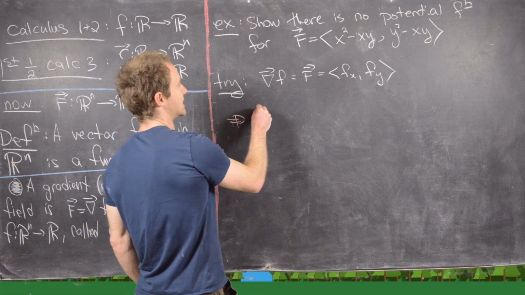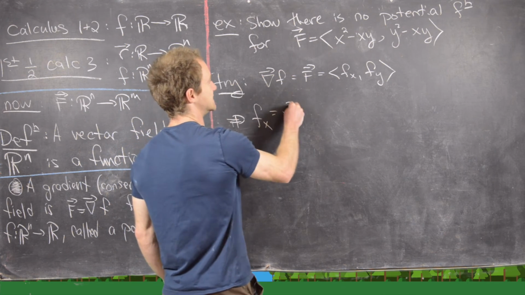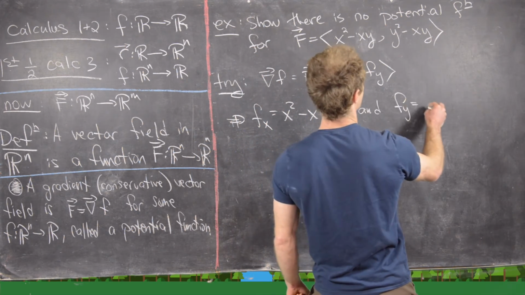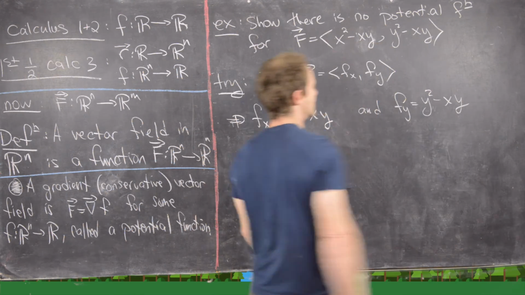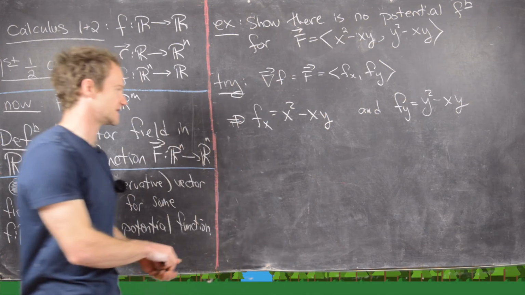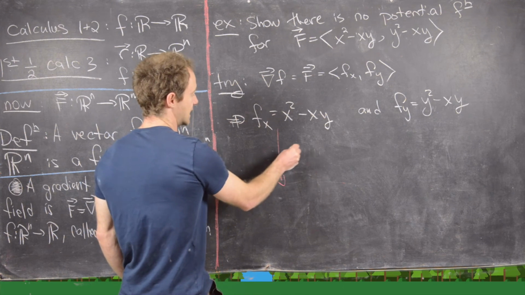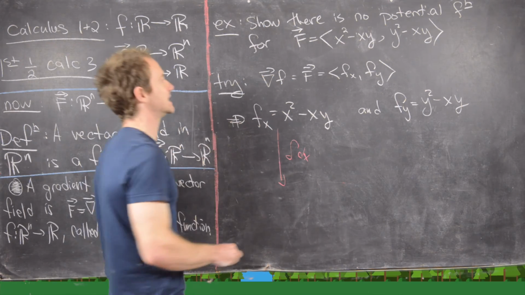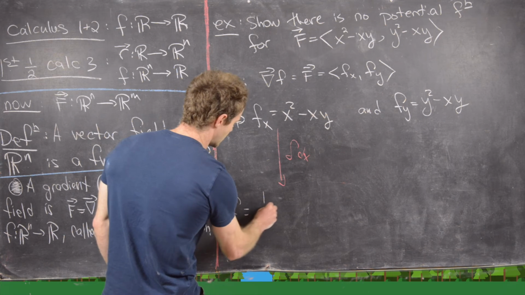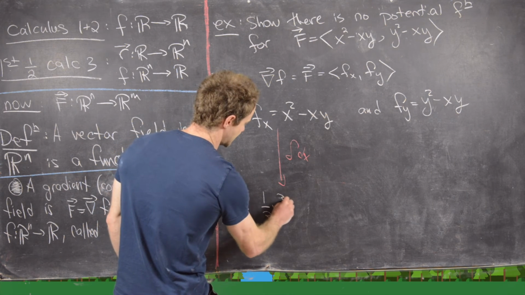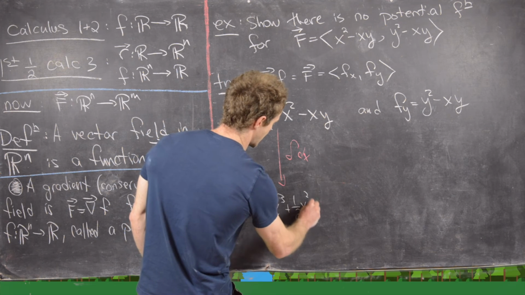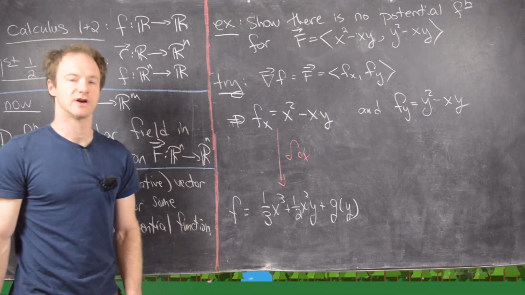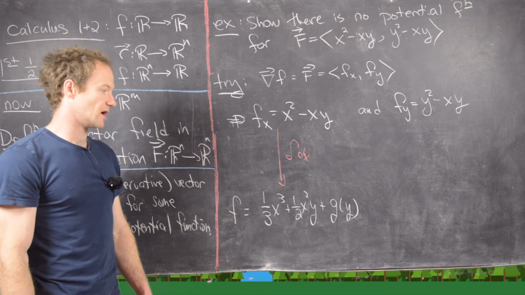So what this is going to tell us is that the partial with respect to x is x squared minus xy, and the partial with respect to y is y squared minus xy. Now we're going to play the same game that we did in the previous example. So I'm going to go ahead and take the antiderivative with respect to x on this side. Notice that's going to give me f equals 1/3 x cubed plus 1/2 x squared y plus g of y. So my constant of integration here is a function of y.